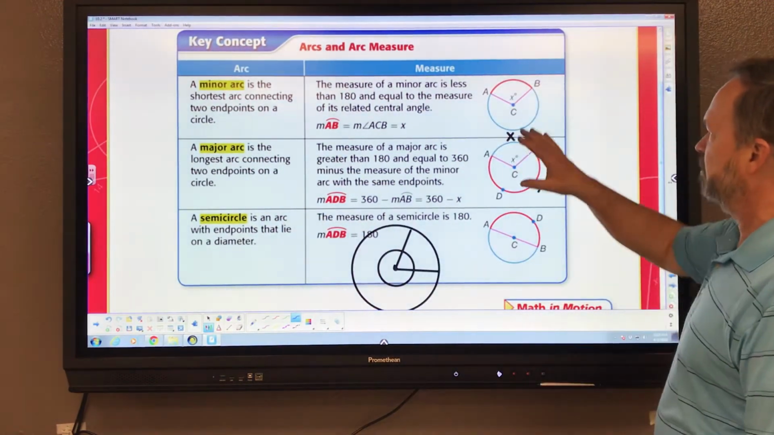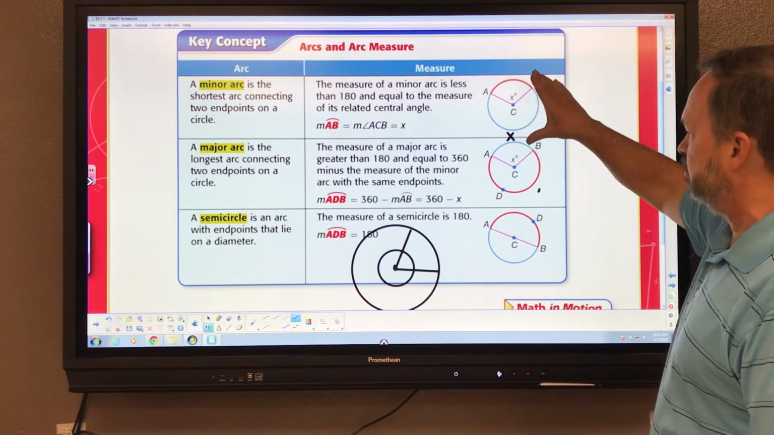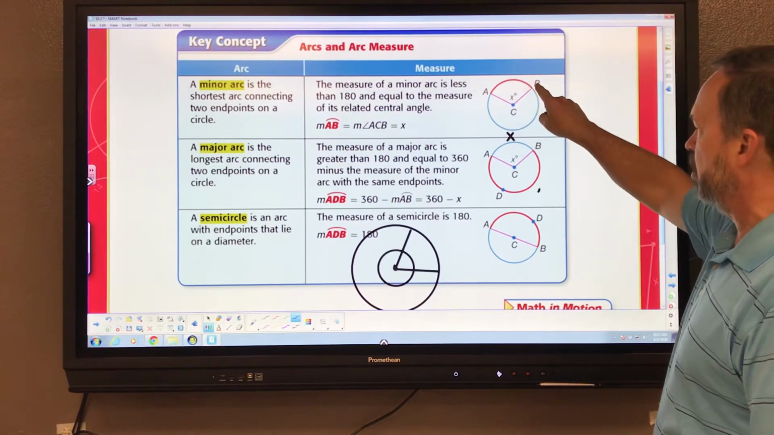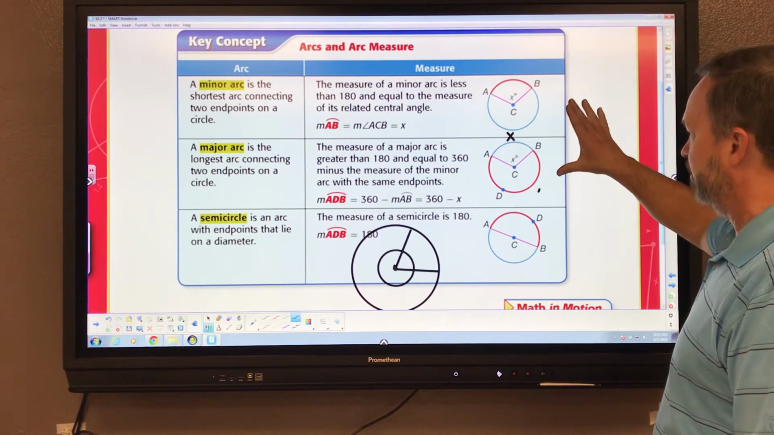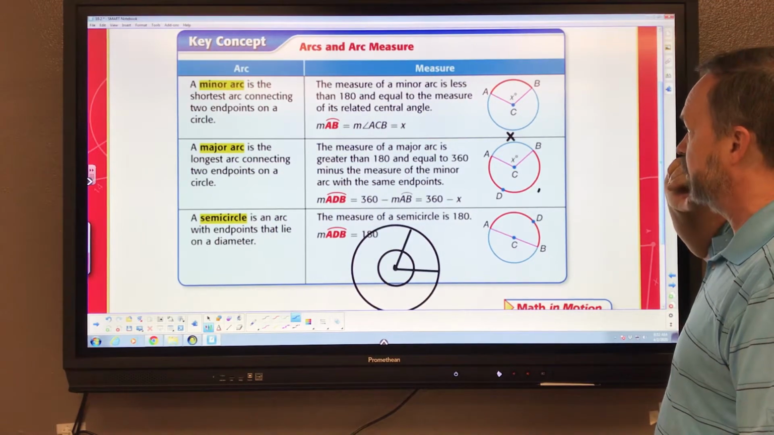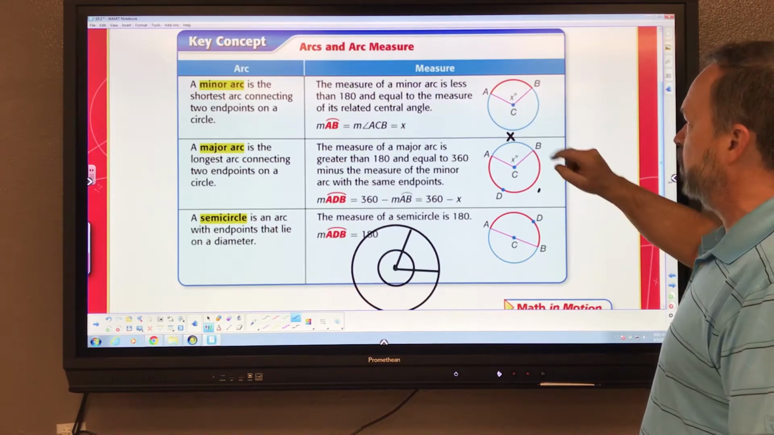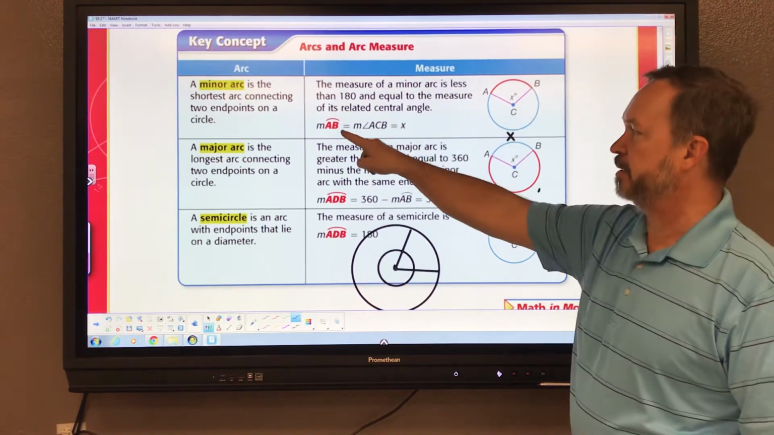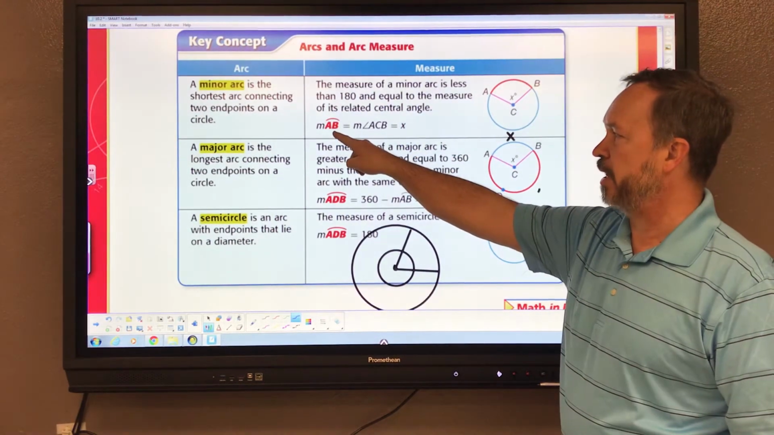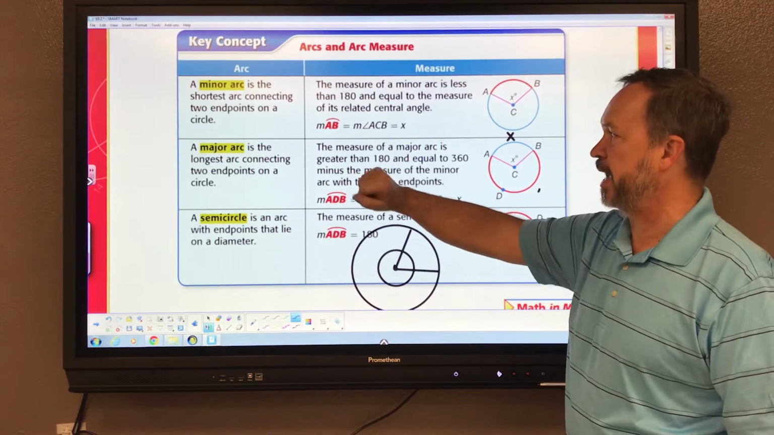And if we've got this picture here, which is the same picture, except this arc and this arc are different as far as the pieces and parts. But both of them involve A and B. So if you want to know the short one, you just call it the measure of arc AB. See the little arc symbol, arc AB.